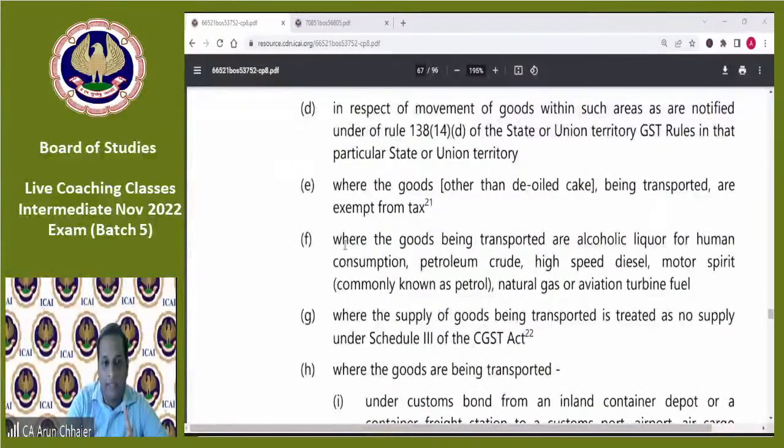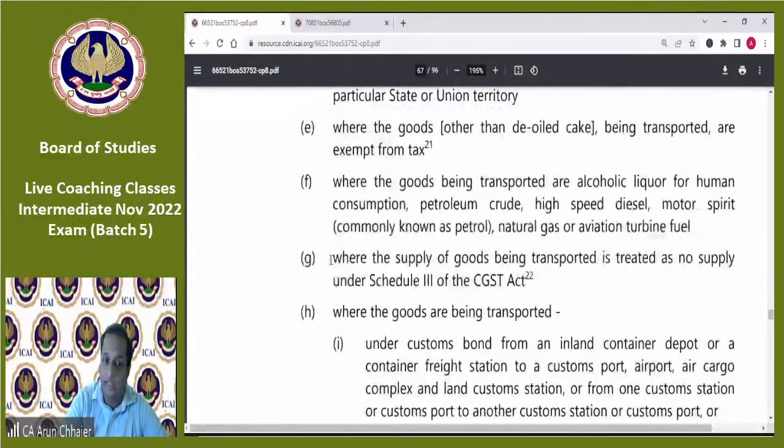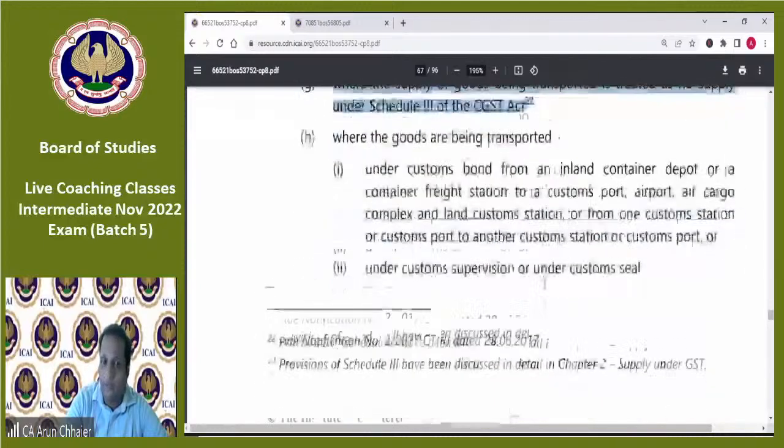Again, if alcoholic liquor for human consumption or five specified petroleum products, petrol, HSD, motor spirit, natural gas, ATF, aviation turbine fuel, are being moved, then there is no requirement of e-way bill. Schedule 3 item, there is no requirement of e-way bill.